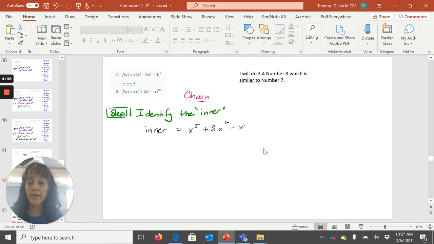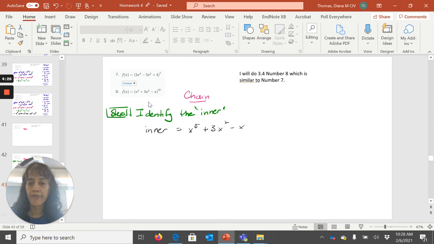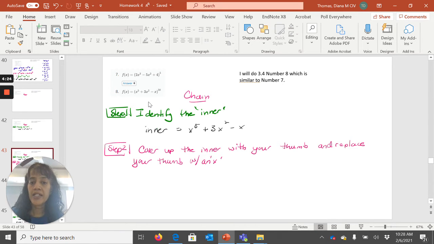The first step in the chain rule is to identify the inner function. So I'm doing number 8, and most students say, well, the inside is x to the 5th plus 3x squared minus x. That's the inner. Second is to identify the outer, and the way you do that is you cover up the inner with your thumb and replace your thumb with an x. So I get x to the 50 is my outer.